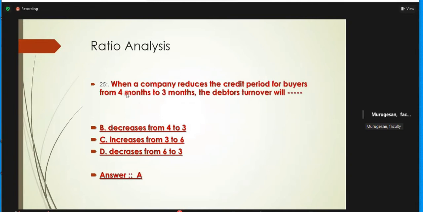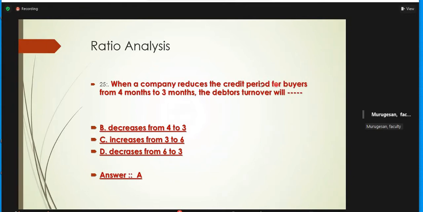Now, when a company reduces the credit period for buyers from 4 months to 3 months, what will happen to the debtors turnover? I think you need not require a calculator. Decrease? Okay, we'll analyze.